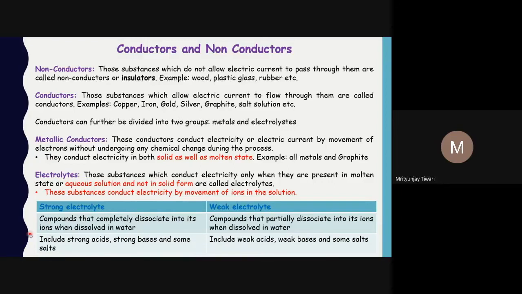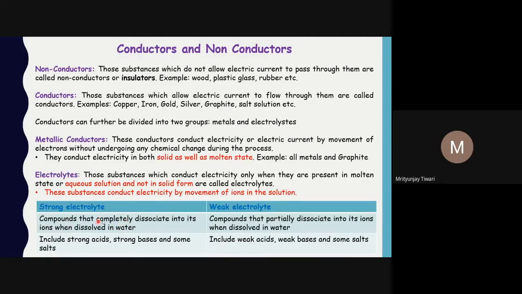Let us again see what is a strong and weak electrolyte, because it might be important for you to understand here as well. The compounds that completely dissociate into their ions when dissolved in water are called strong electrolytes. Suppose I add NaCl, and we see NaCl completely dissociates. More than 95% dissociation means if you add 1 gram or 10 gram of NaCl, at least 9.5 gram will be dissociated into Na+ and Cl- ions. So NaCl is a strong electrolyte.